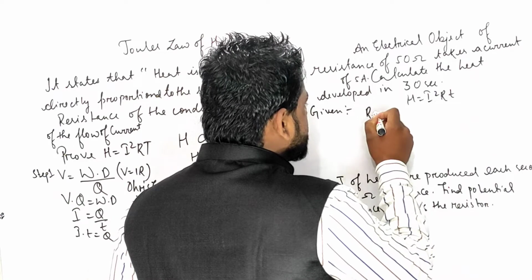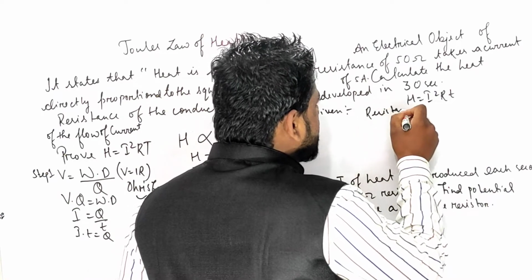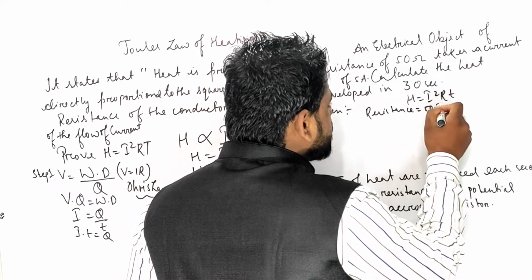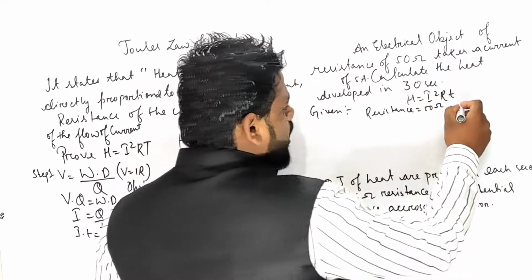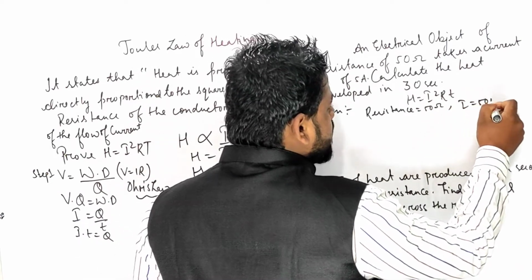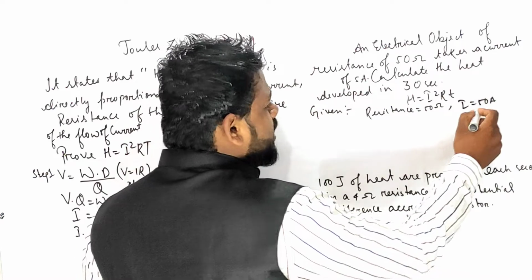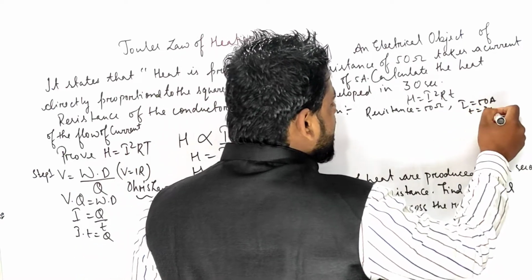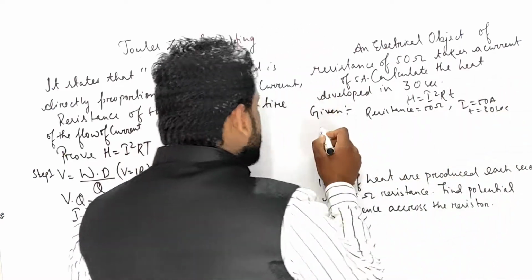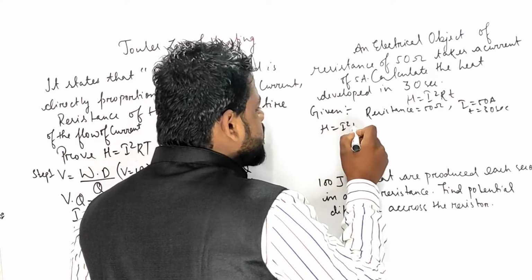Given: resistance R equals 50 ohm. Then current I equals 5 ampere. Time is given, t equals 30 second. That's it, now put everything in. H equals I squared R T.